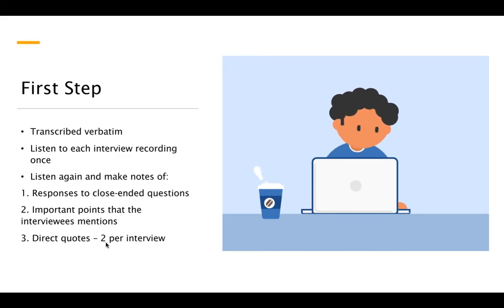And finally, direct quotes. You will need to use quotes in your report to explain why you have arrived at a certain conclusion, or certain theme. So I would recommend writing down 2 very significant quotes per interview. That means you'll have 10 quotes for all 5 interviews. So this is the first step.